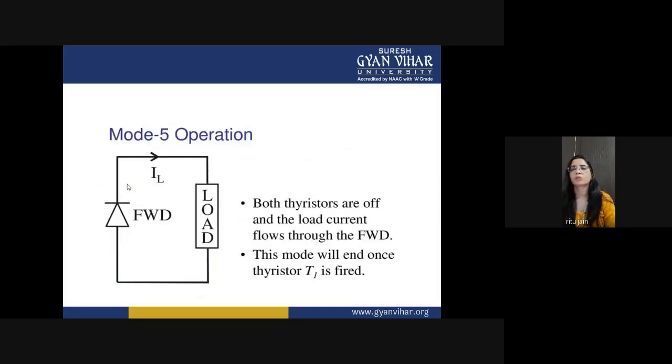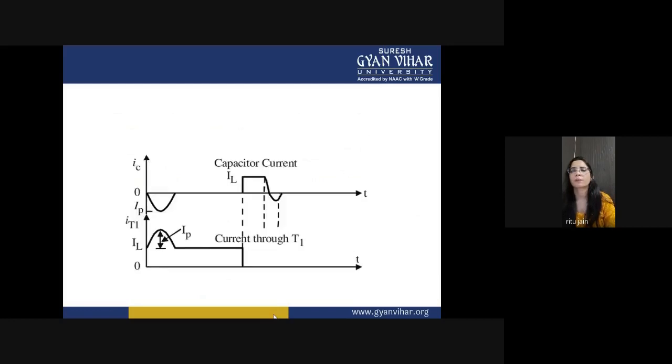Next, come to the mode 5 operation. When the diode is turned off, the only path remaining is the freewheeling diode. So the load current will start to flow through this freewheeling diode. Both thyristors are off and the load current flows through the freewheeling diode. This mode will end once thyristor T1 is fired.